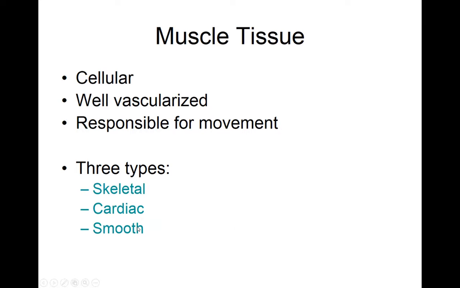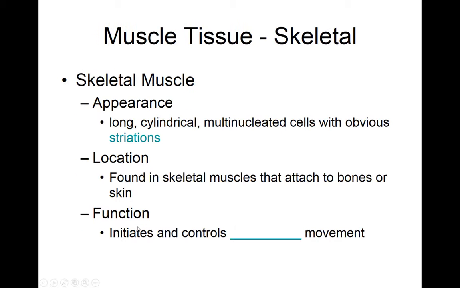Skeletal muscle is attached to our skeleton. Where do we find our cardiac muscle? Yeah, in our heart. And how about smooth muscle? Where do we find that one? I heard somebody say inside. Inside our hollow organs. Okay, so those are our three types. We'll start with skeletal muscle.